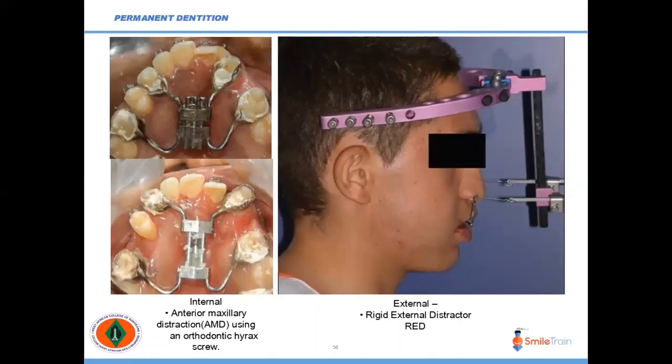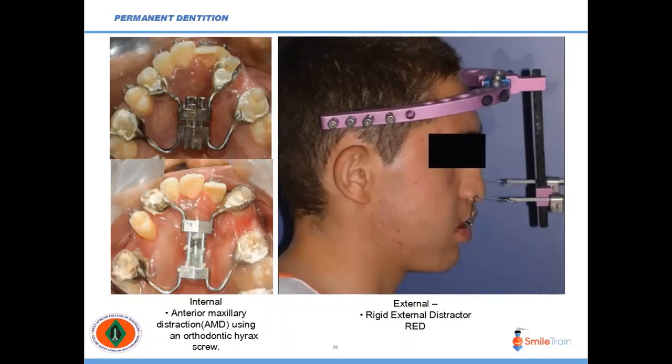Now, these diagrams are just showing two types of distraction appliances, the internal on your left and the external on your right. The internal is actually very useful because in this part of the world, we really don't have funds as such. And this internal distractor is actually a Hyrax appliance, which is turned 90 degrees to bring about anteroposterior distraction. Up to 14 millimeters worth of protraction can be achieved using this appliance.